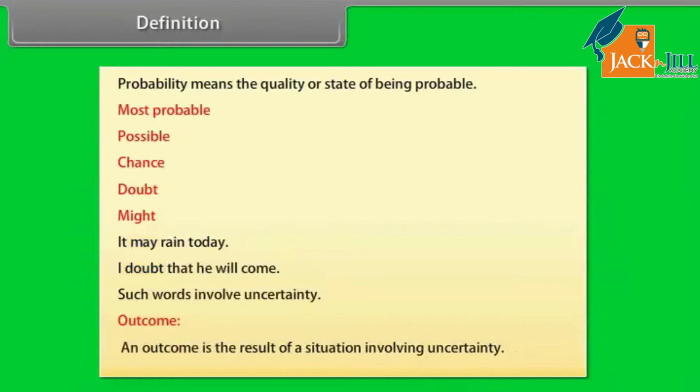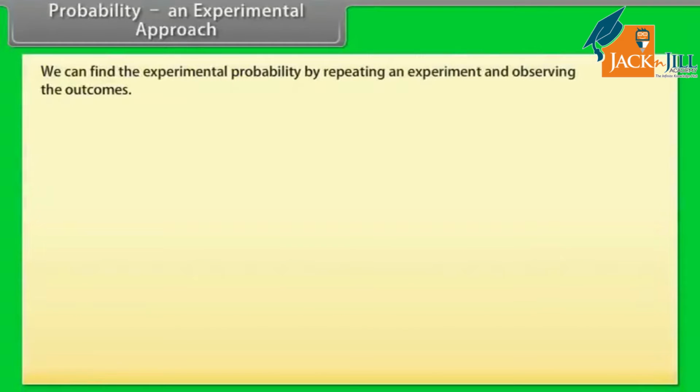Outcome. An outcome is the result of a situation involving uncertainty. Probability, an experimental approach. We can find the experimental probability by repeating an experiment and observing the outcomes.